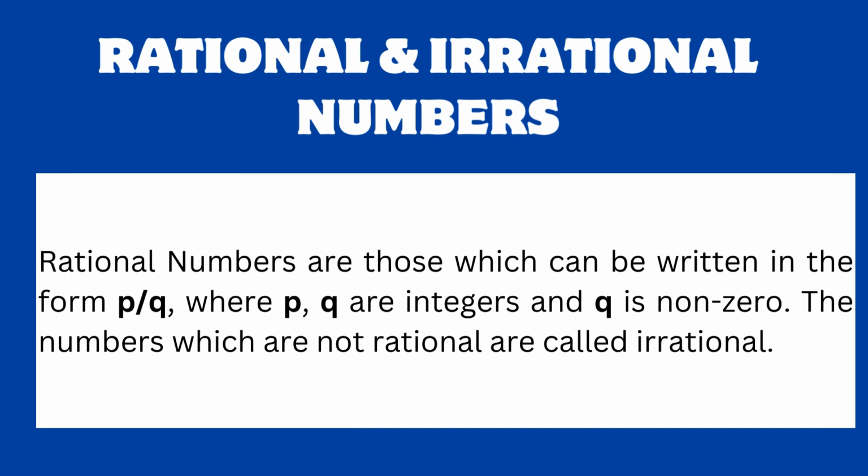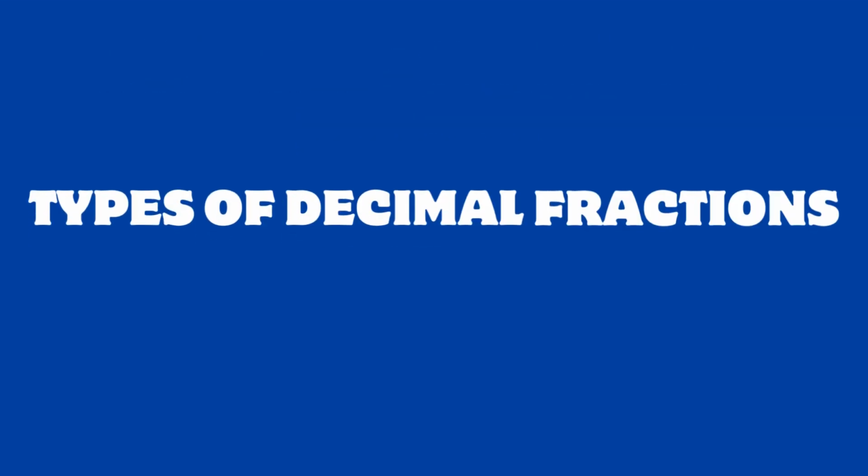Rational numbers are those which can be written in the form of a fraction, that is p by q, where p and q both are integers and q is a non-zero integer, because division by zero in mathematics is not possible and is not defined. Secondly, the numbers which are not rational are called irrational numbers.